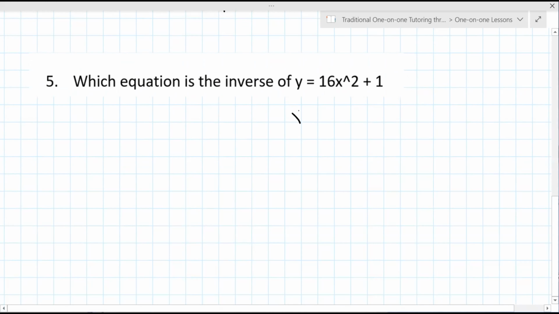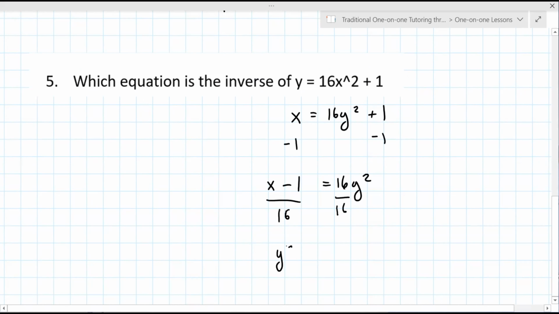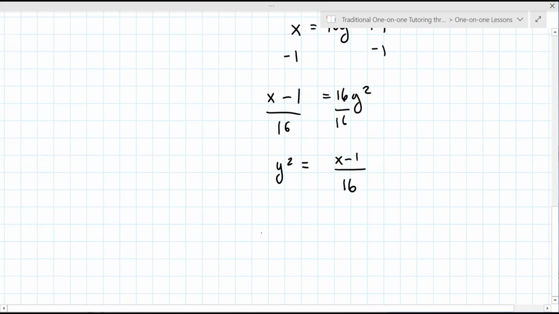And we're going to start by switching X and Y. So to solve for Y, we're going to subtract 1 from both sides to undo addition by 1. And then next, we're going to undo multiplication by 16 by dividing by 16 on both sides. And then this is my preference, to really get Y on the left. That's just the convention we've used forever. And then you take a square root of both sides.